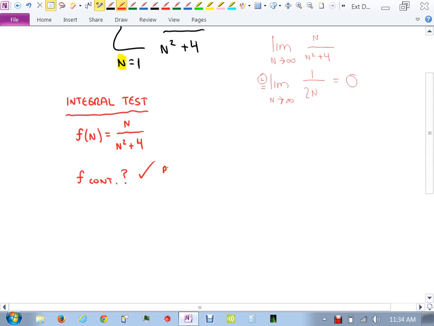And you could put here poly over poly or something like that if you wanted to really convince me you knew what you were talking about. And then, is it positive? Is f greater than 0? Why?